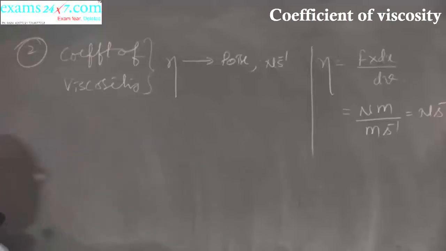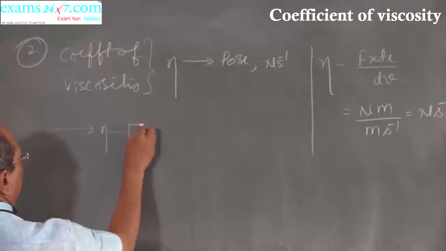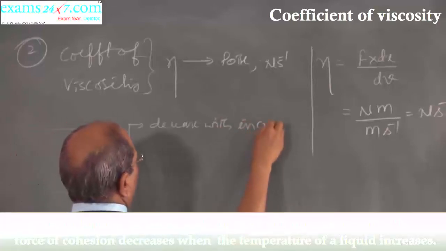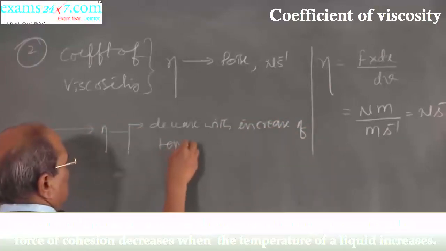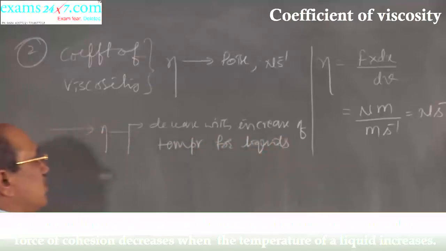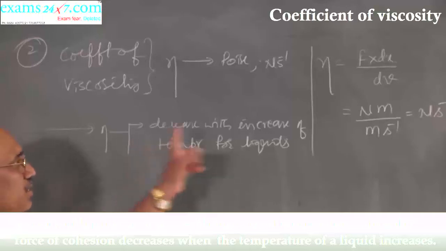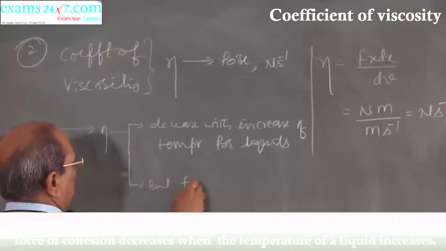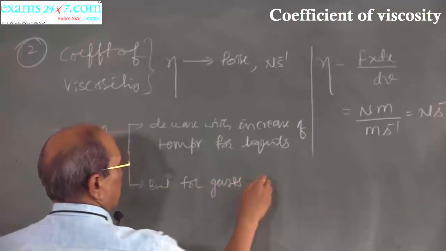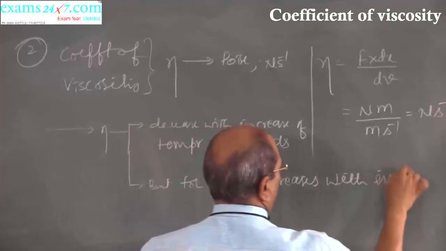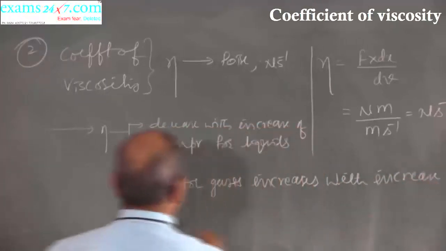It is a constant, but this coefficient of viscosity decreases with increase of temperature for liquids. In case of liquids, as temperature increases, no doubt like surface tension, the coefficient of viscosity also goes on decreasing. But for gases, it increases with increase of temperature.